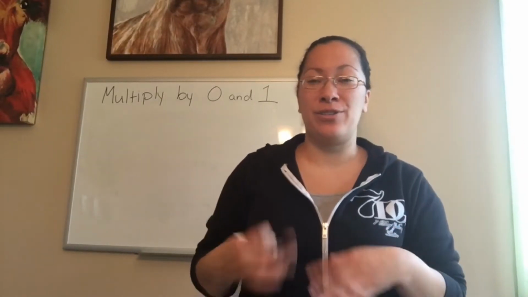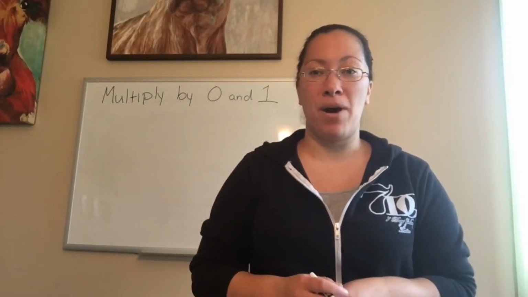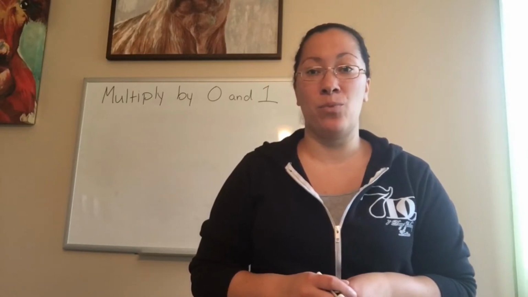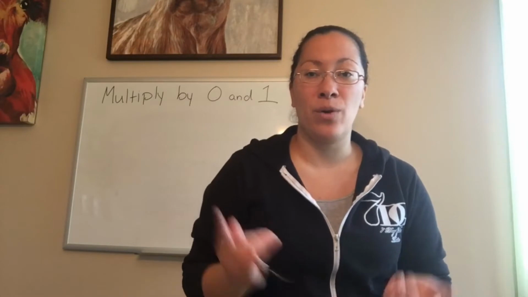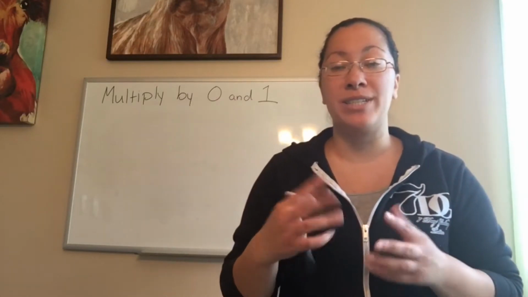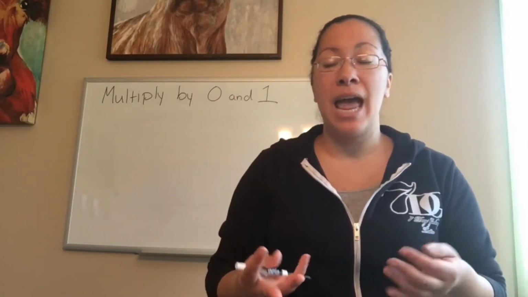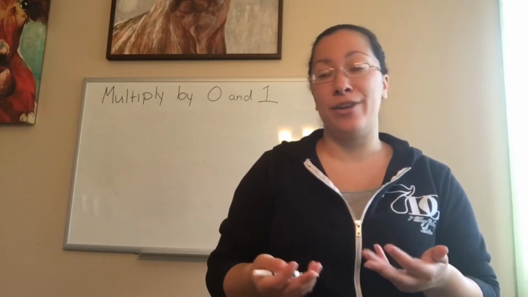Welcome back. So today we're going to talk about multiplying by 0 and by 1. Now when we multiply by 0 and by 1, we have to keep in mind what we learned from the first video, where we're still thinking of groups and how many items are in each group.